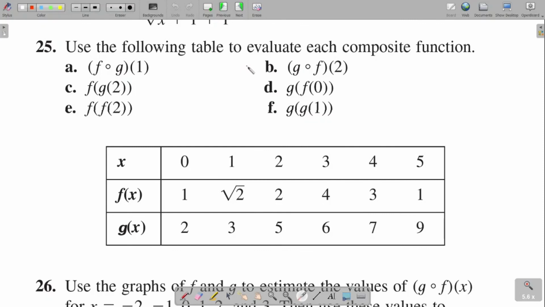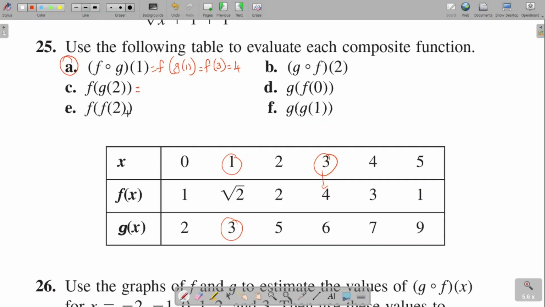And the last problem, you have to evaluate the given composite functions at the given points. Here a table is given. For each value of x, the value of f of x and g of x is shown in the table. First you have to find f composite g of 1. That is f of g of 1. And what is g of 1? From the table, g of 1 is equal to 3. So we have f of 3. And what is f of 3? 3 is here. f of 3 is 4. So the answer is 4.